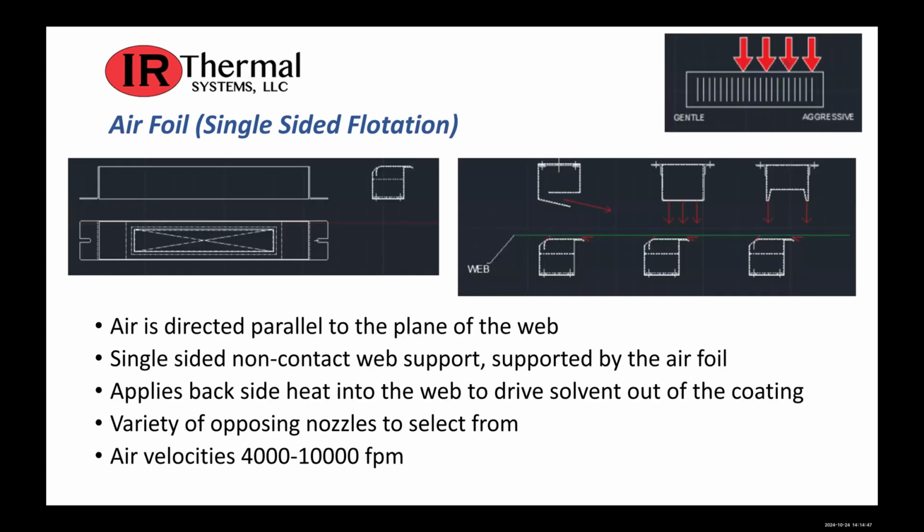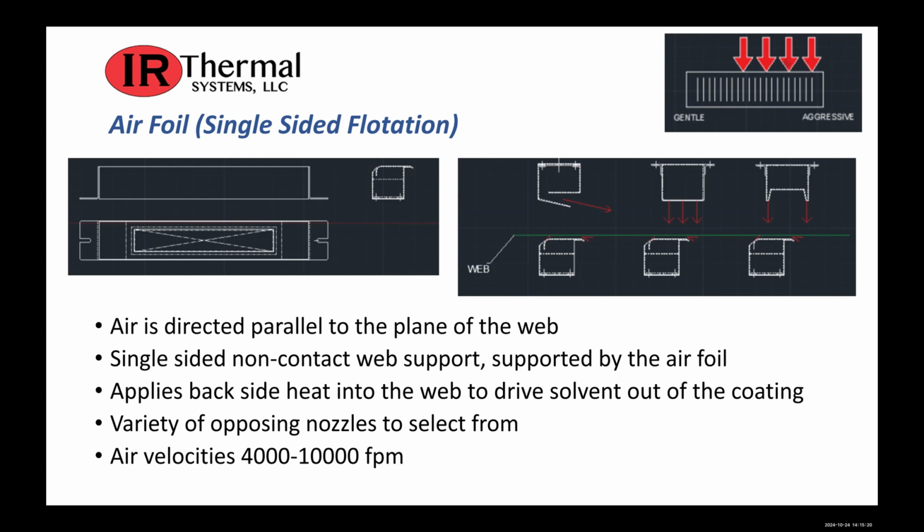The next step up would be a single-sided flotation. Single-sided flotation can be located on the backside of the web, which you'll see in the right middle picture. It's on the bottom side. It can also be on the other side since it operates like an airplane wing and actually sucks the web to it. The single-sided flotation nozzle or airfoil directs the air mostly parallel to the side of the web, which provides some energy input into it.